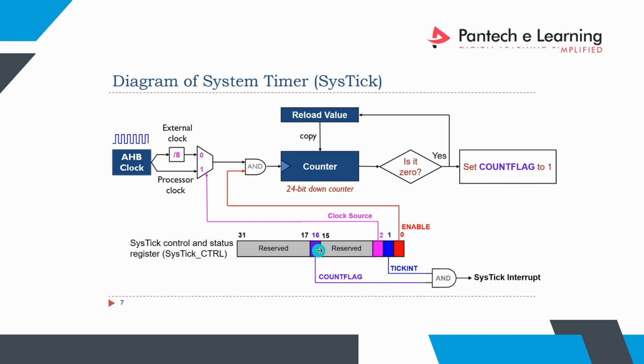When this count flag is set to logic 1, it goes to this AND gate, and the tick interrupt is already enabled, so it is also logic 1. When both inputs are logic 1, it is going to give a generator 1. Then the system clock will give the interrupt. Okay, so this is how the process goes on inside the system timer.